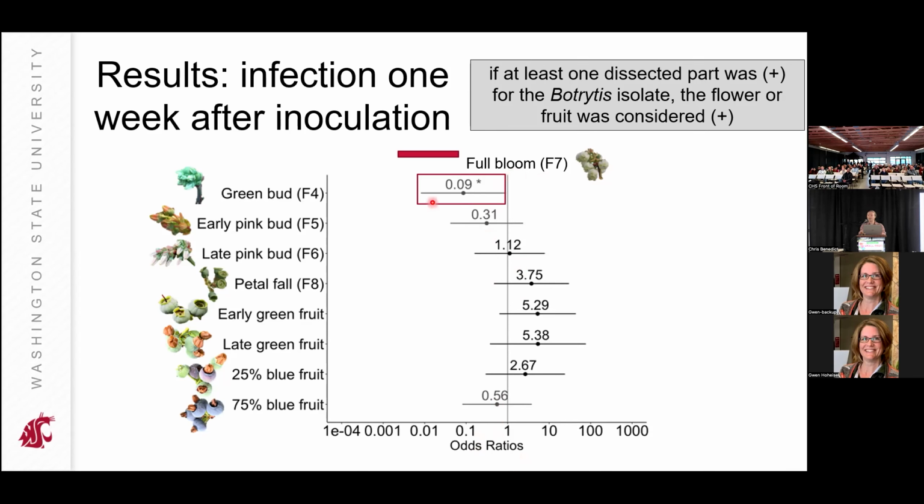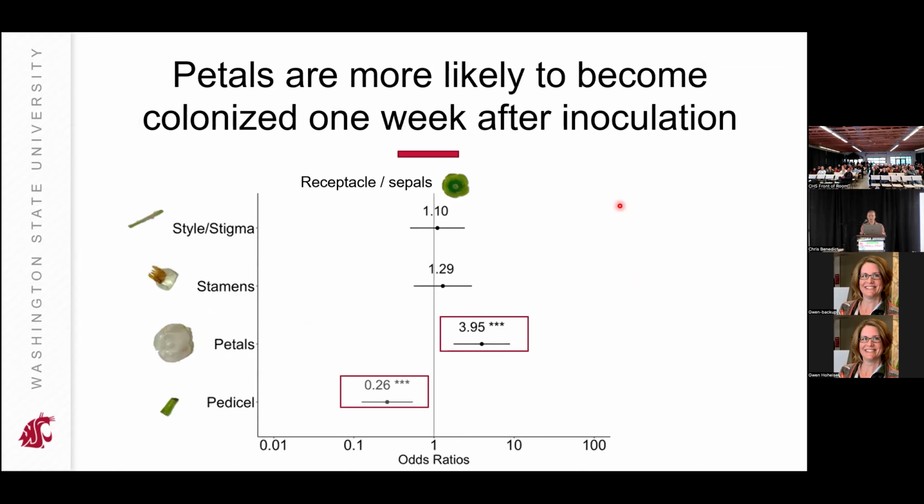The only significant difference we saw after the first year was that the green bud stage, very early in the season, was significantly less susceptible to infection than our baseline, full bloom. Although some numbers look higher, none of the others are statistically significantly more or less at risk for infection than full bloom. So what this tells us is that right now we can't say we saw any significant differences in susceptibility in any other stage compared to our hypothesis, other than that early stage.